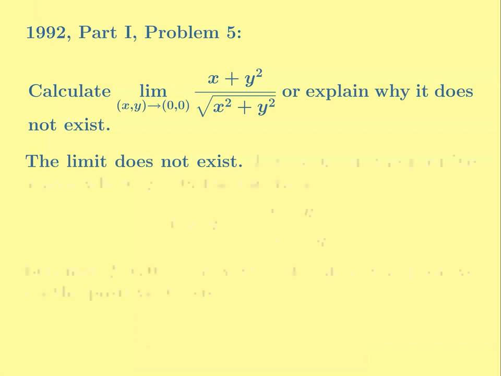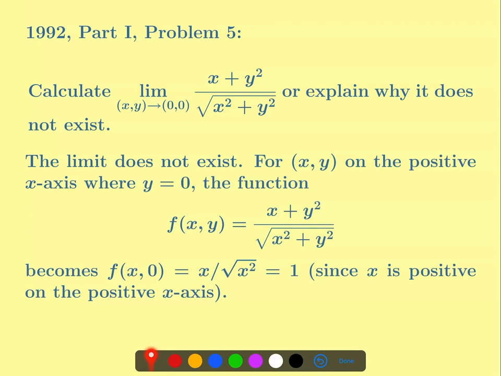I went ahead and used a positive x-axis to begin with. So I want to know what happens with this function, what I'm calling f of xy here, when I look on the positive x-axis. So on the positive x-axis, y is 0. And so really this function just becomes f of x 0. And so we have x over the square root of x squared because the y is 0. And since x is positive on the positive x-axis, this is just going to be x, and we get x over x, which is 1. So on the positive x-axis, this function is 1.